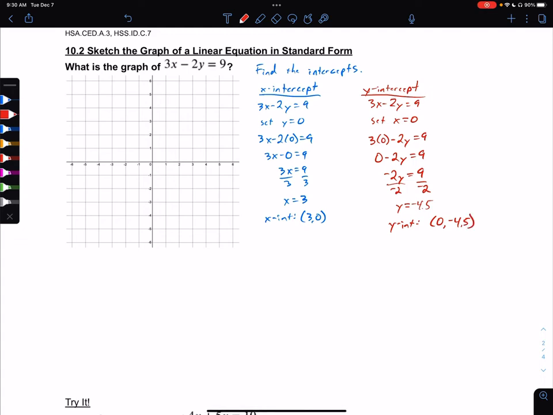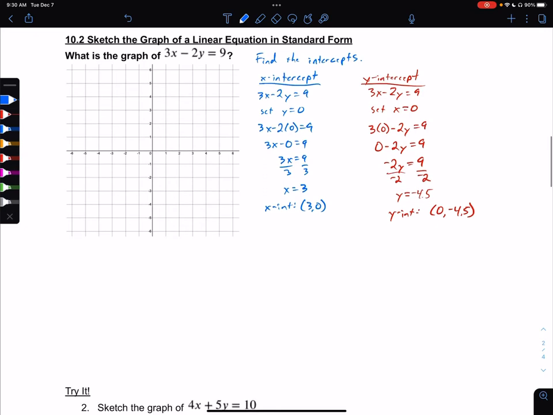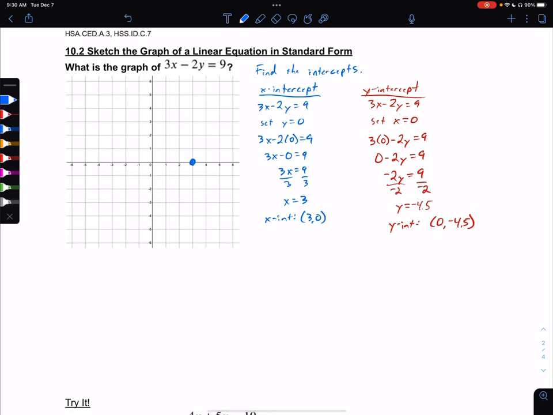So that's it for solving for the intercepts. We now have the x-intercept and the y-intercept, and what we can do is plot those. So (3, 0) is going to be right here. We're taking this x-intercept, and we're going to plot that point there. And then my y-intercept, (0, negative 4.5), that's going to be between negative 4 and negative 5. So we'll plot that point right there. So that's my y-intercept.